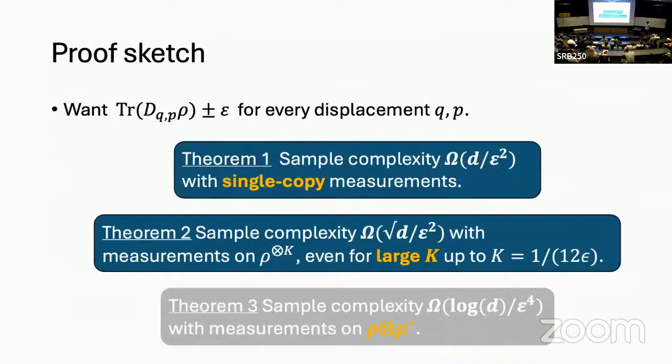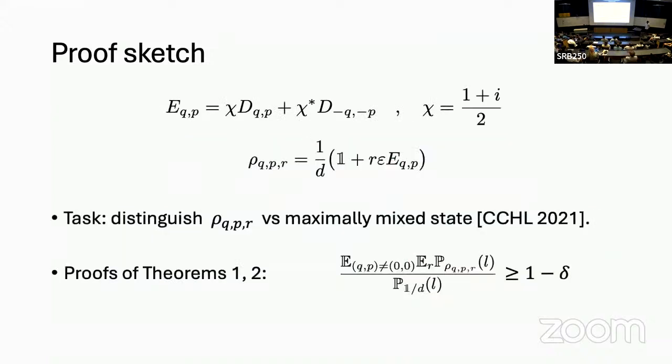So what is the proof sketch of these lower bounds? You could define these E operators, which are just permutation versions of these displacement operators. And then you consider this collection of quantum states, rho sub Q, P, and R. So this will be the identity matrix, the maximally mixed state, but shifted by an epsilon amount in the E, Q, P direction with an R as a sign here. So R can be plus or minus.